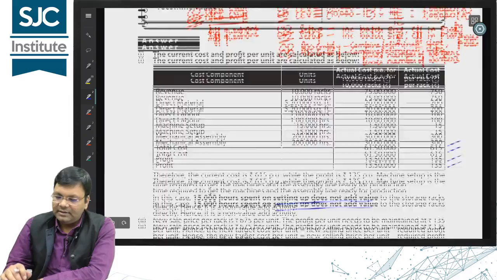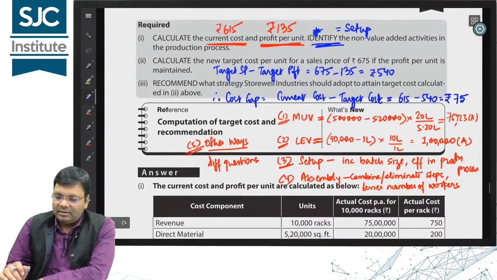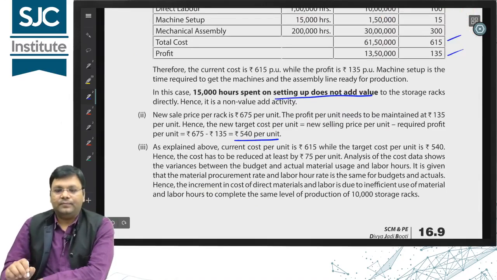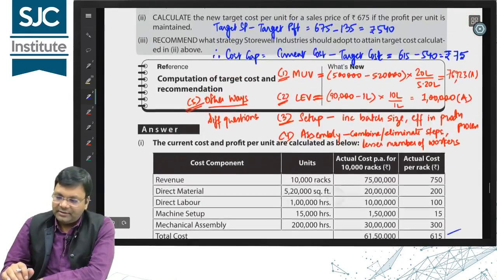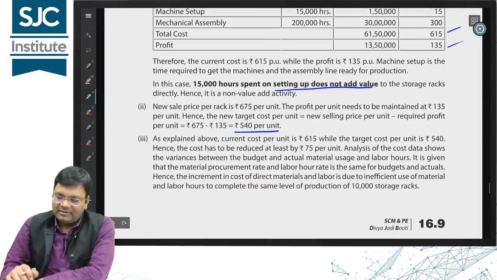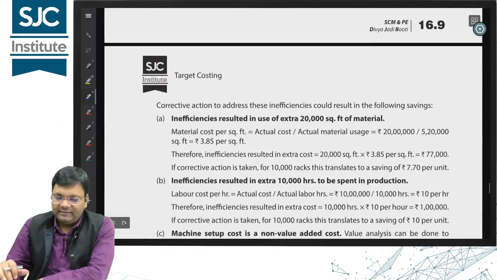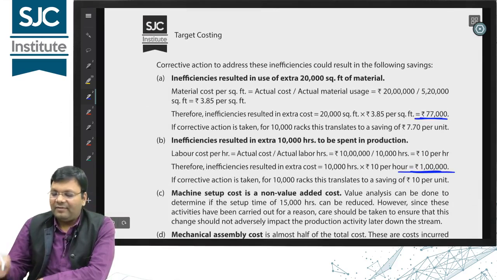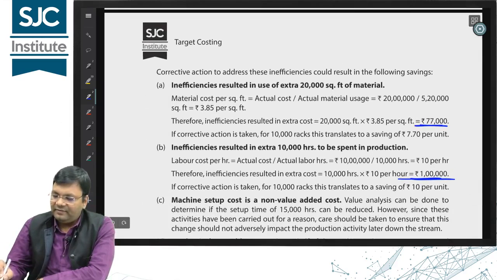Alright, the answer is matching. Third part, that means part 2 is 540, that you can see over here. And for recommendations, I have shown you 5 parts to the answer. So first is the cost gap, 75, and then if you see, the first part is material usage variance, the second part is labor efficiency variance. They have also written one more line that if you follow this, they have rounded it off, okay.